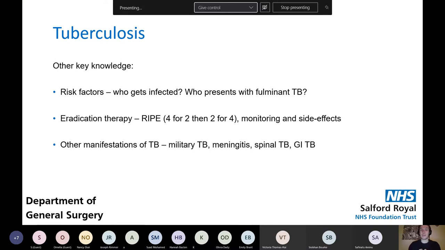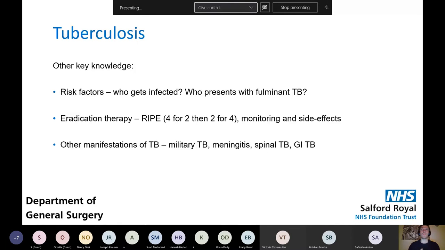So that's older patients. That is patients that are HIV positive. And if you see somebody who's got a diagnosis of TB, it's an indicator condition for HIV. Diagnosis of TB should prompt you to test for HIV as well. The homeless are at high risk, and any other reason for immunosuppression.